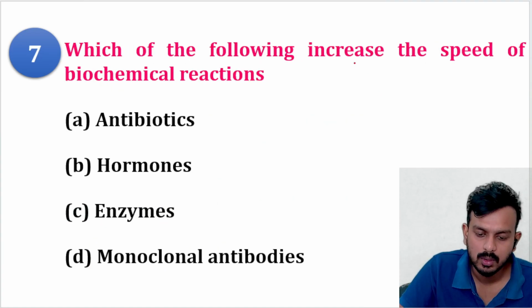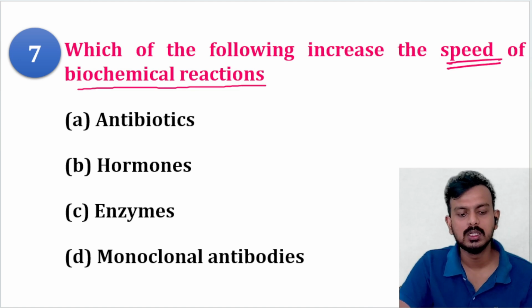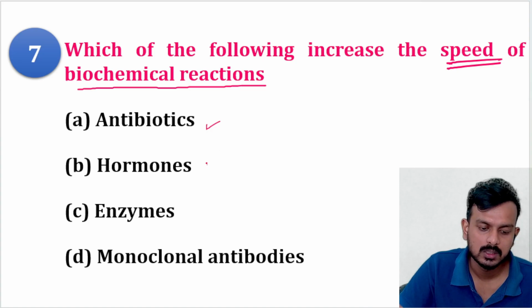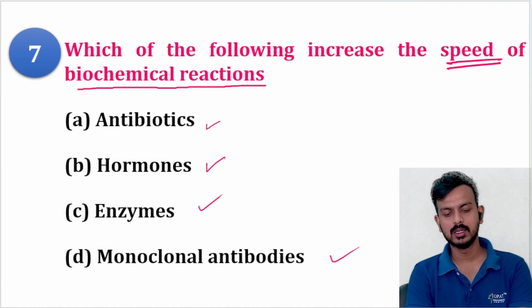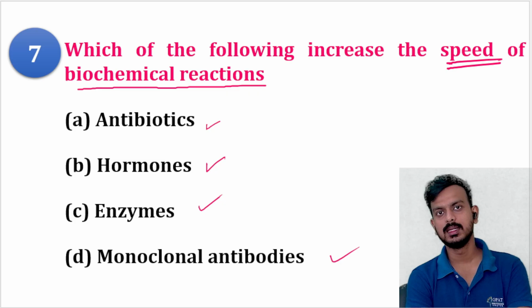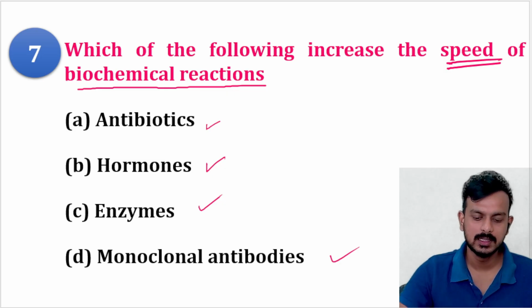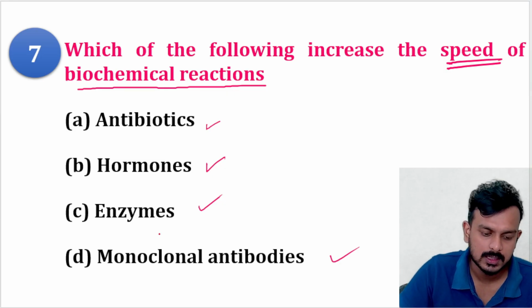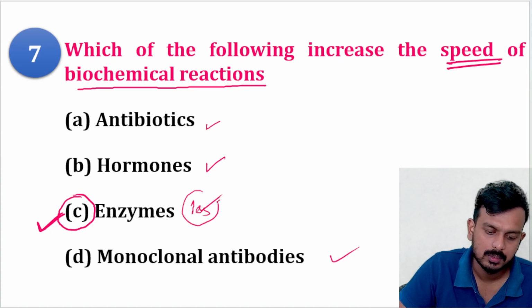Next question. Which of the following increases the speed of biochemical reaction? Your options are antibiotics, hormones, enzymes, or monoclonal antibodies. Very easy question. Initially, we studied that enzymes are the compounds which increase the rate of reaction. Option C is the correct answer. Enzyme basically increases your rate of reaction.